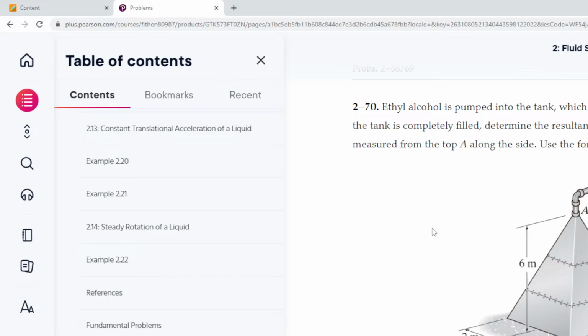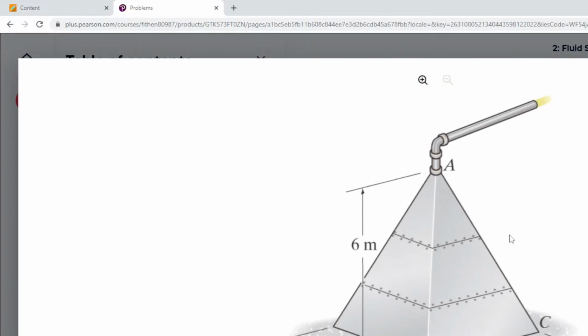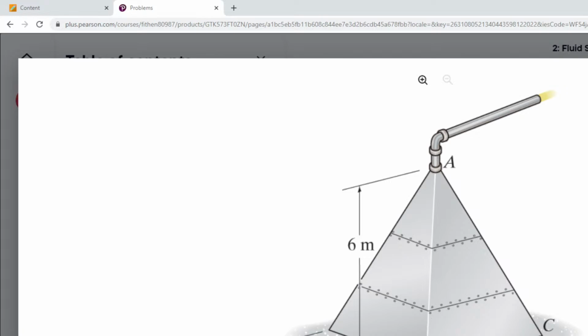To drain the tank from a four-sided pyramid when the tank is completely full, determine the resultant force acting on each side and its location measured from the top of A. That looks intriguing. It's a triangle. It gives you all the dimensions. A pyramid? Yeah, in other words, the sides are all kind of triangles. Let's see if this works on that. Yeah, so this would be a triangle.